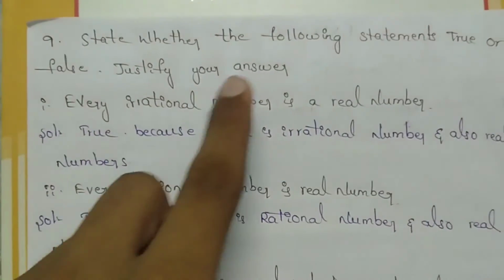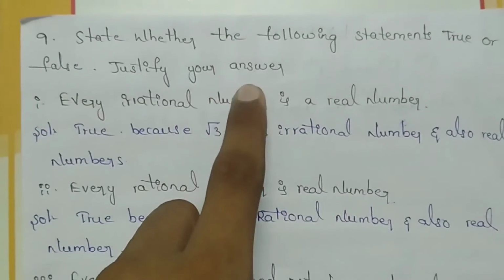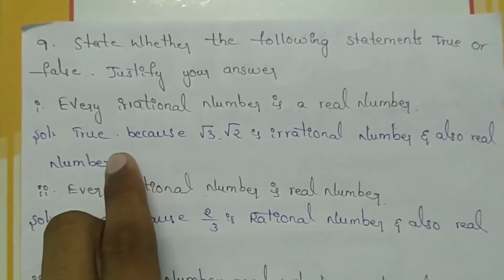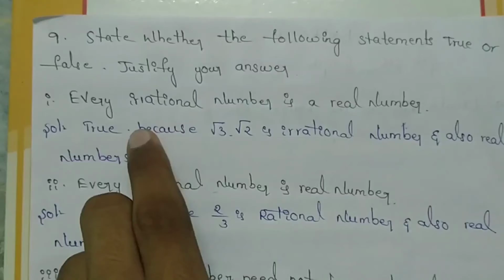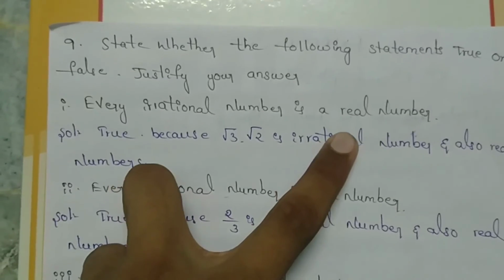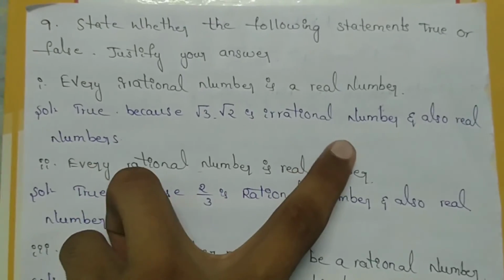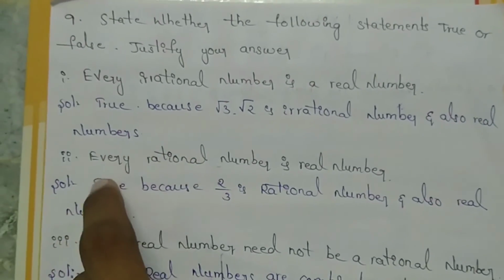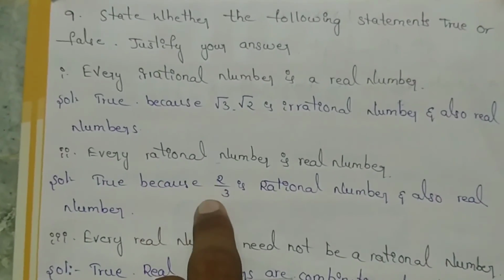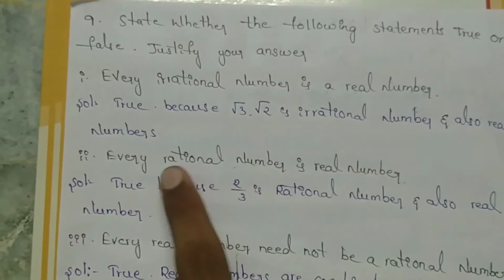Next, the ninth bit. State whether the following statements are true or false. We have to justify and write an answer. Every irrational number is a real number. Yes, obviously true, because real numbers are a combination of rational and irrational numbers. For example, root 3 and root 2 are irrational but also real. Every rational number is a real number. Yes, true, because 2 by 3 is rational and also real.